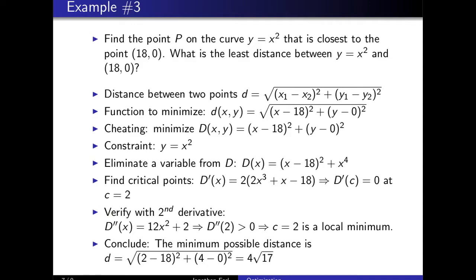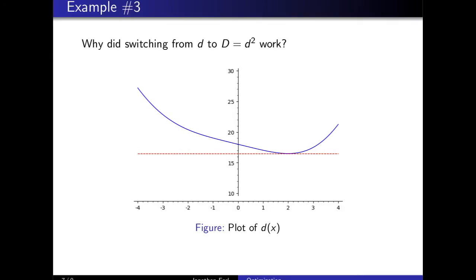Okay, so now we'd like to come back and see why we were able to switch from the square root of (x minus 18) squared plus y squared to just looking at (x minus 18) squared plus y squared. Our distance function looks like this, and we see that it's minimized over here at 2, at some value that's a little bit over 16. So that's the distance function we would get with little d.